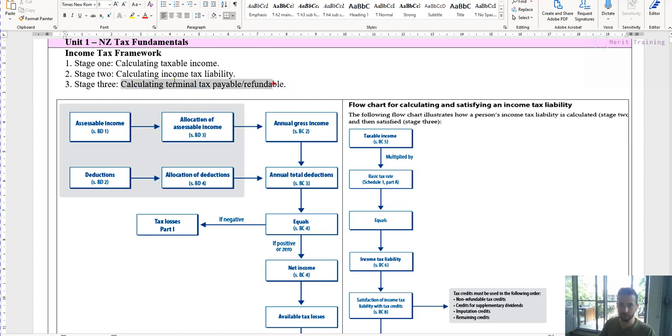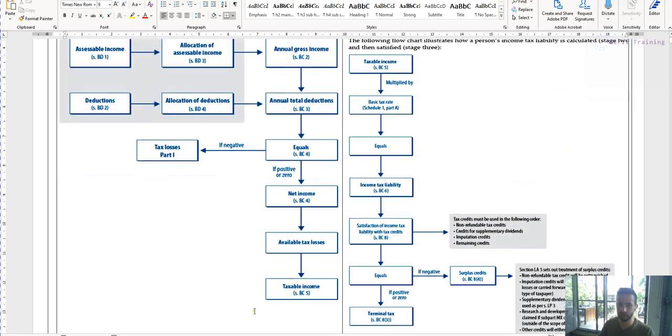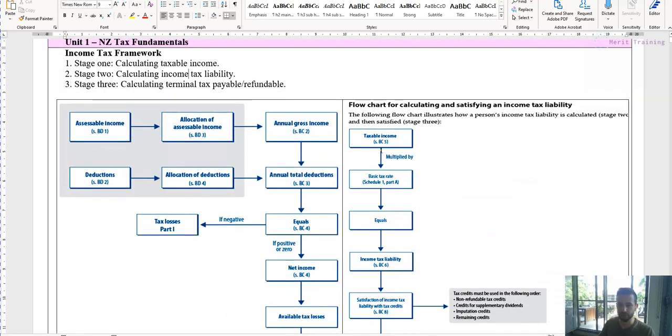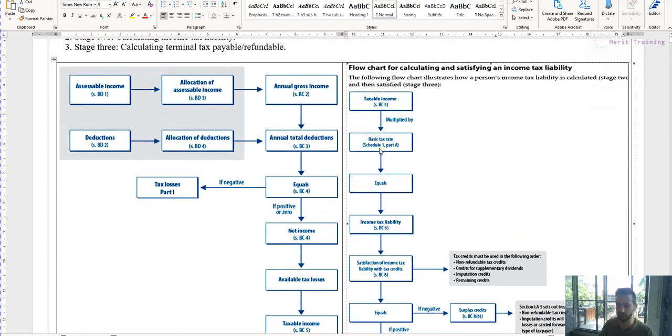So calculating the income tax liability is the next step, and of course the starting point is this taxable income where we got to over here. To calculate your tax payable or your tax liability, you basically apply your basic tax rate against your taxable income, and that's going to equal your income tax liability, what you have to pay to the government.